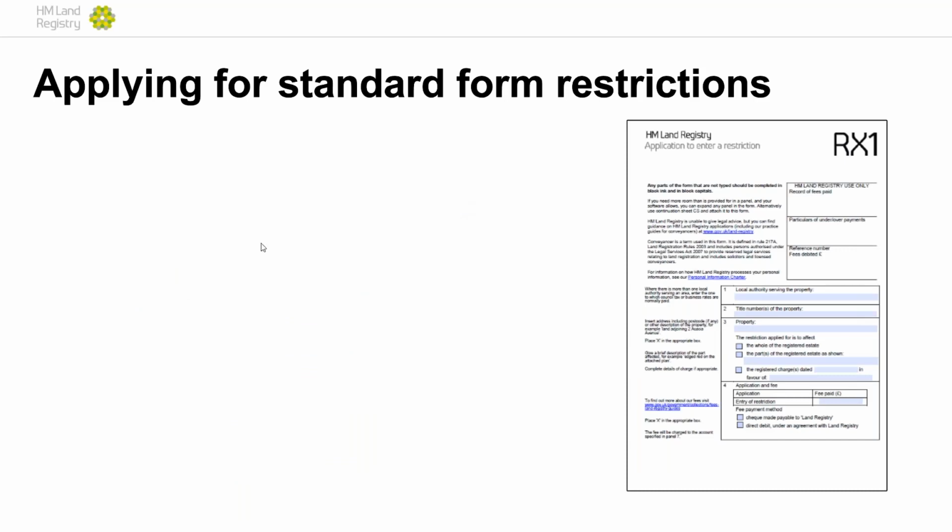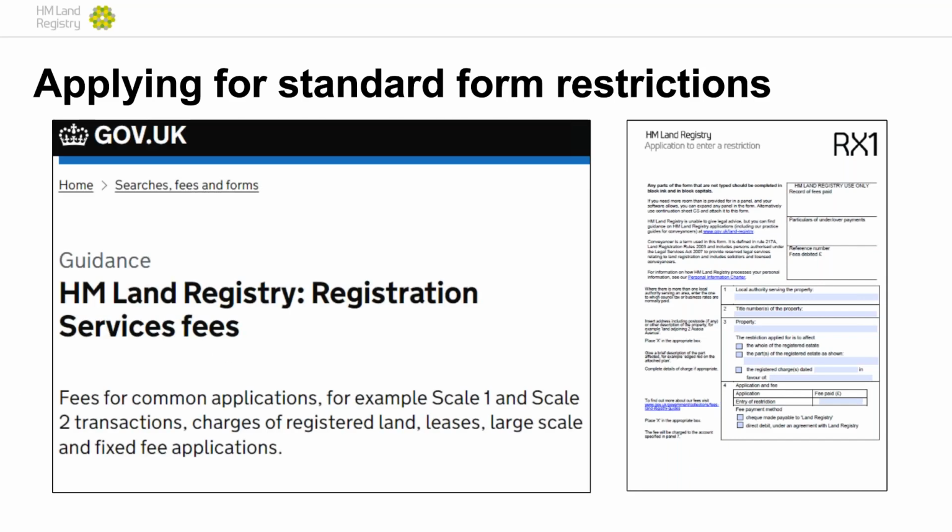If form RX1 is submitted in respect of a standard restriction, and it is part of and submitted at the same time as an application that attracts a scale fee, such as a transfer or charge, no further fee is payable. A standalone form RX1 for any restriction other than a standard form A restriction attracts a fixed fee as set out in the current land registration fee order, which you'll find on our website at gov.uk. There's also a fees calculator on gov.uk to help you calculate the correct fee for your application.